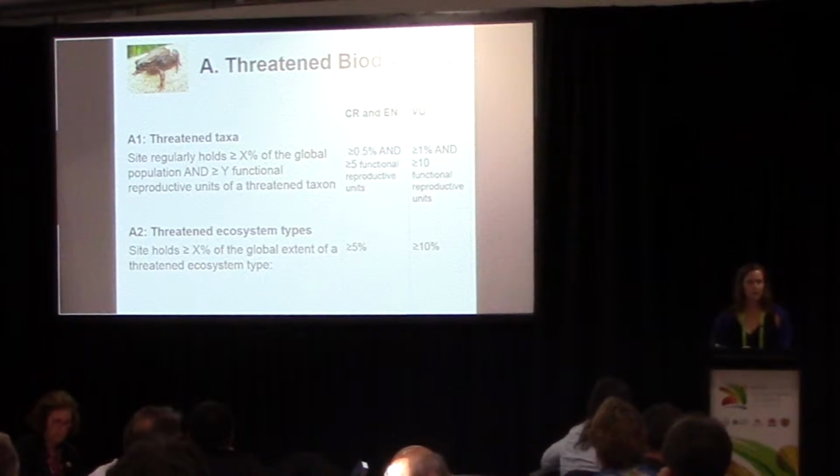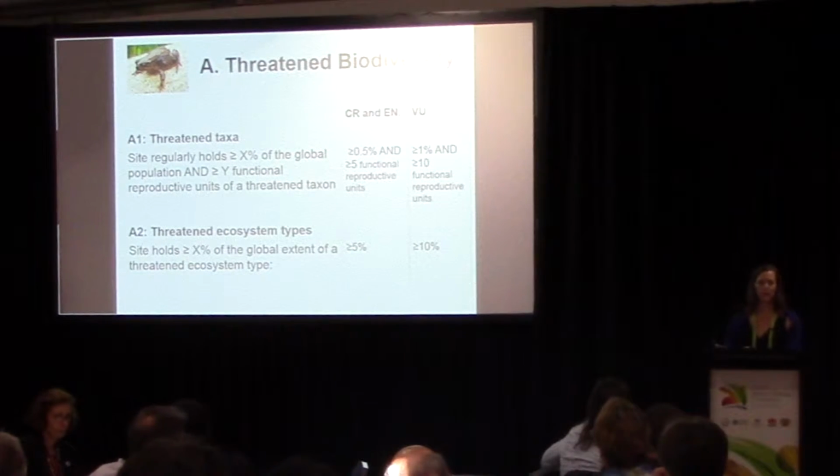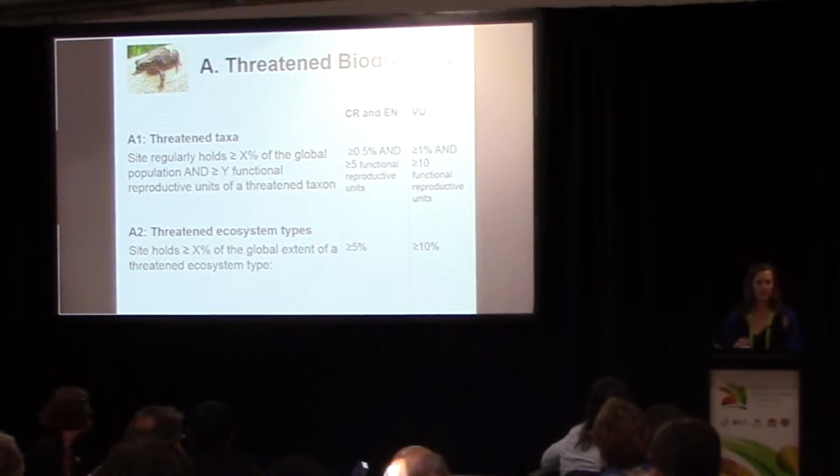For species that have declined precipitously, those that were listed under criterion A of the Red List, the thresholds for KBA identification are set 5 times lower than those for other threatened taxa. That's not presented up here, but it's in the consultation document.